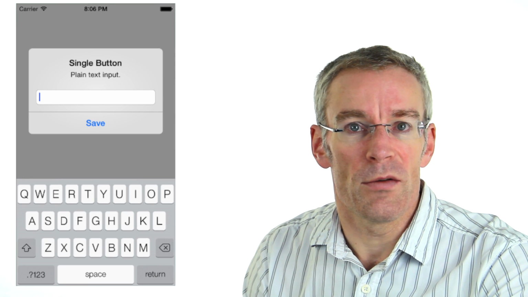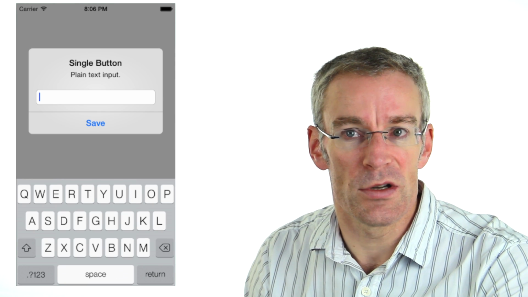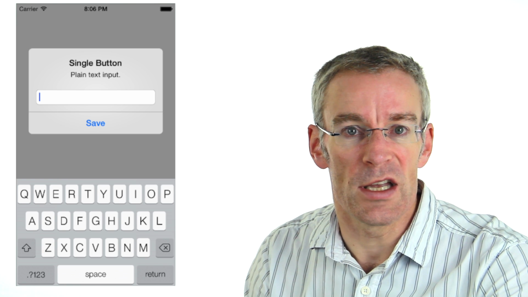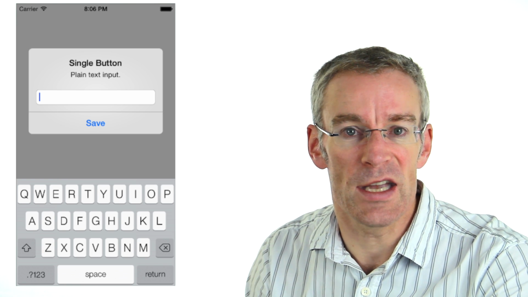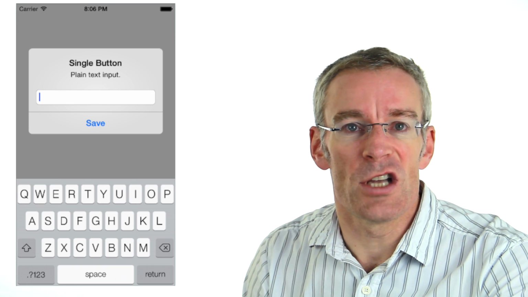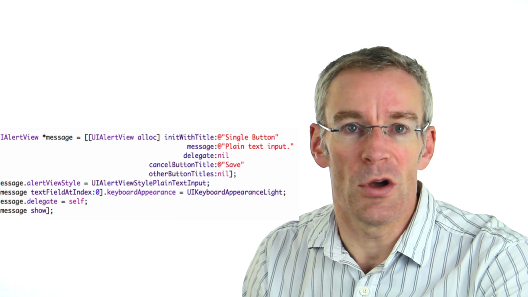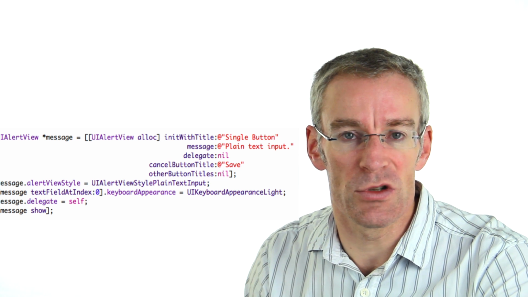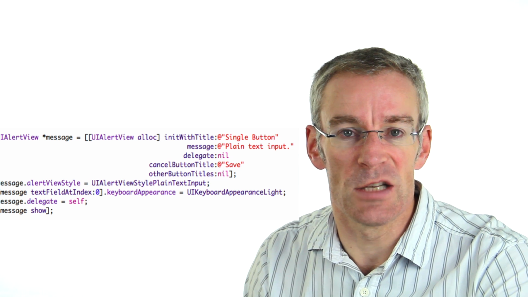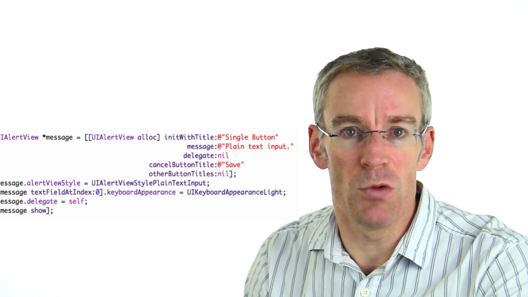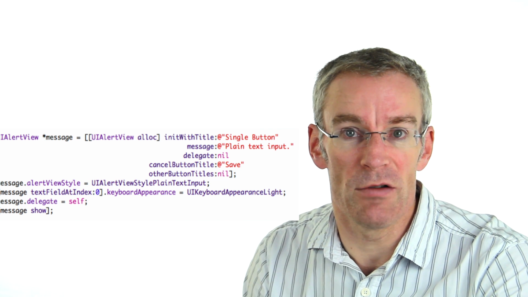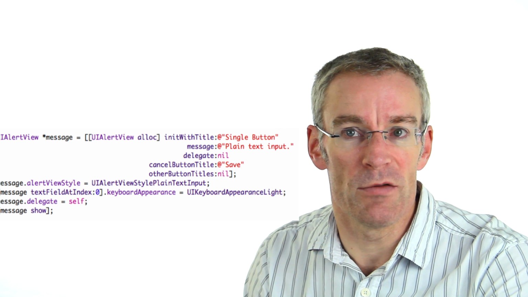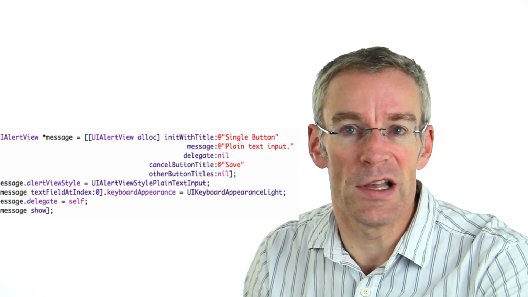Another useful style is UIAlertViewStylePlainTextInput. And as you can see for this example, it gives us a button and a text view to enter some text. So we change the style by changing the alert view style property to UIAlertViewStylePlainTextInput. We also have an array of text fields which contain the text that's going to be entered. In this example, there's only one, so we want to use index 0, and we can specify the keyboard appearance. And in this example, we've gone for a very light keyboard.